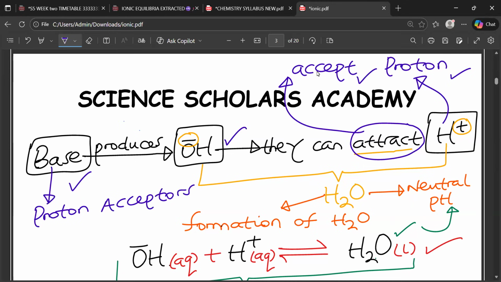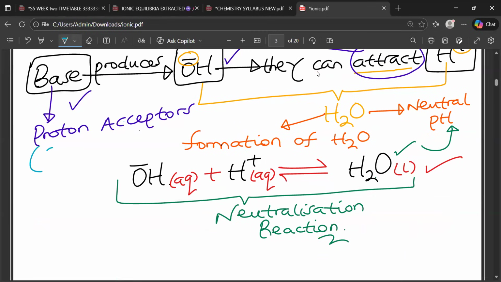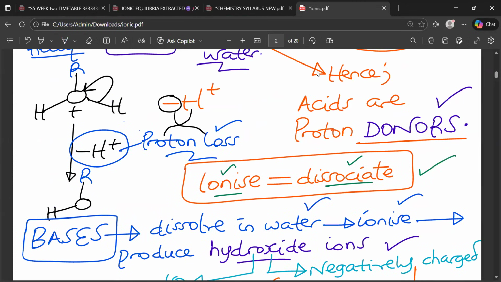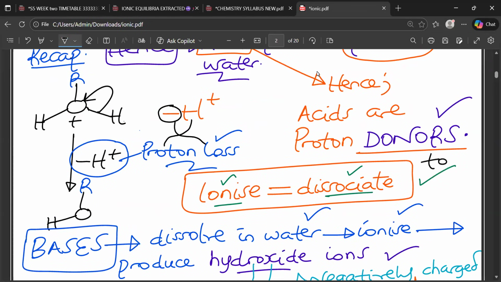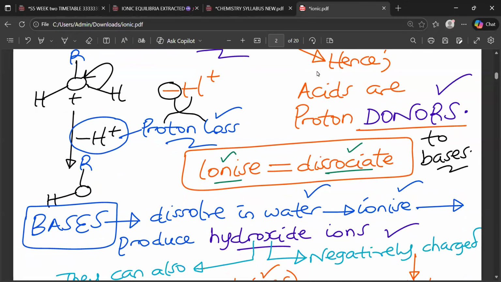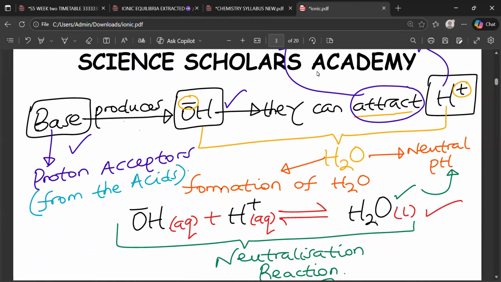So now I'm going to modify these statements. That these bases only accept protons from an acid because it's acids that provide protons. Bases are proton acceptors from the acids. And then the acids we talked about earlier as the proton donors. Have it in mind that they are proton donors to bases, because it's bases that are there to accept those protons. Those are the complete statements. They donate protons to bases, and bases accept protons from acids.